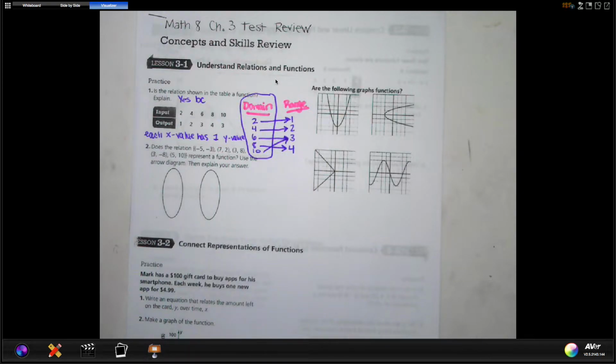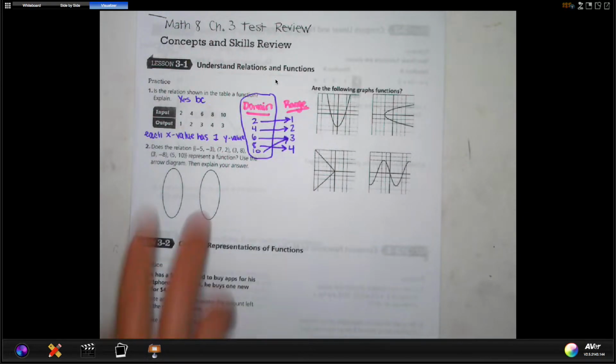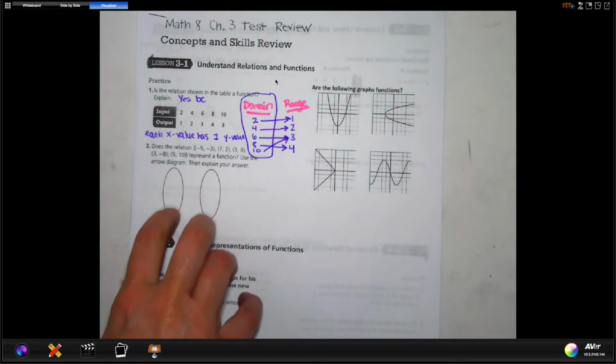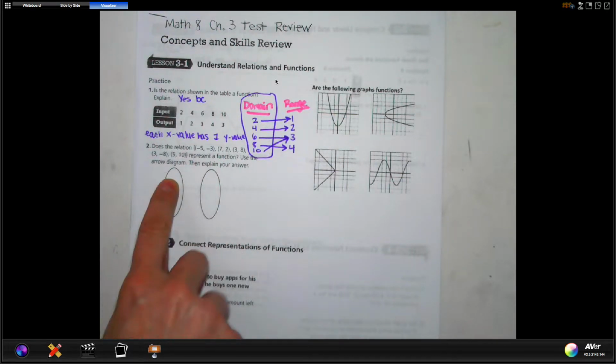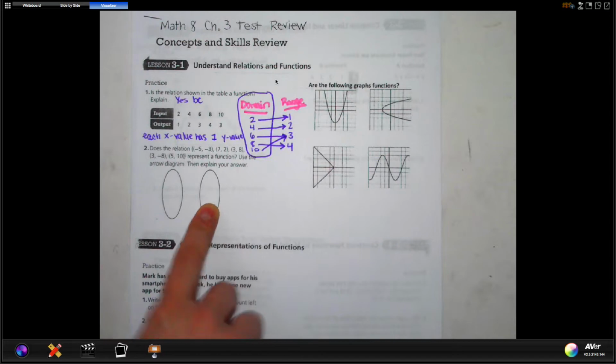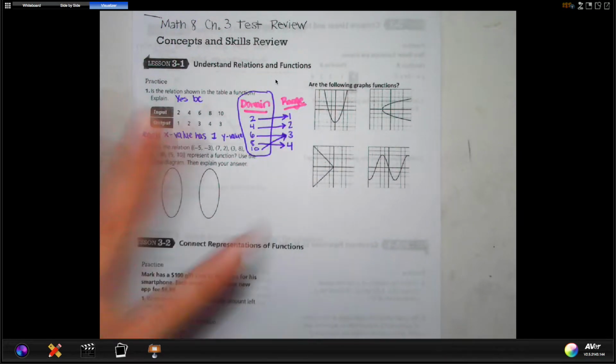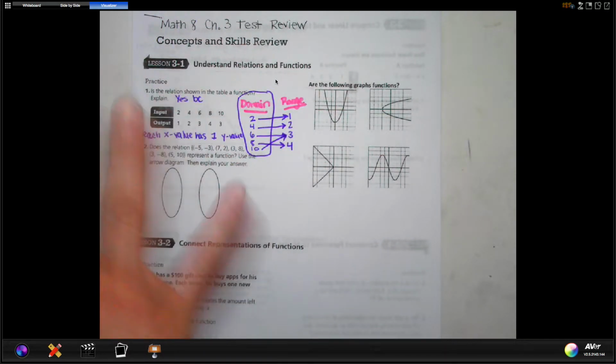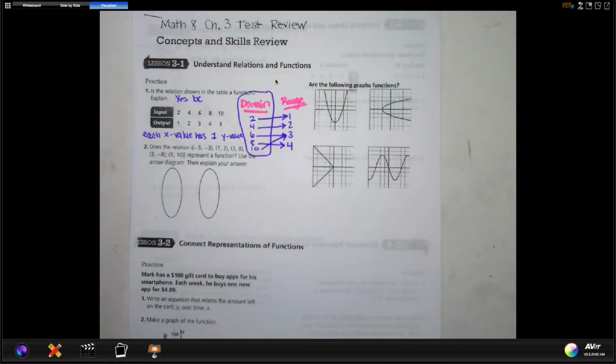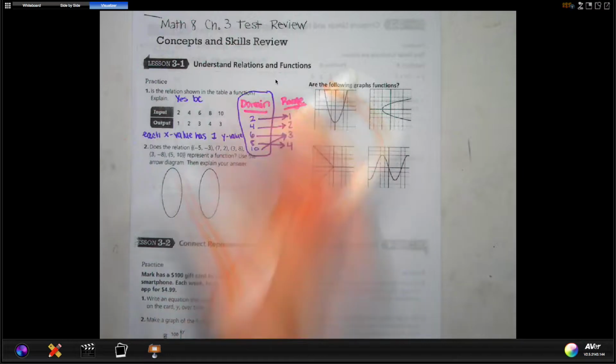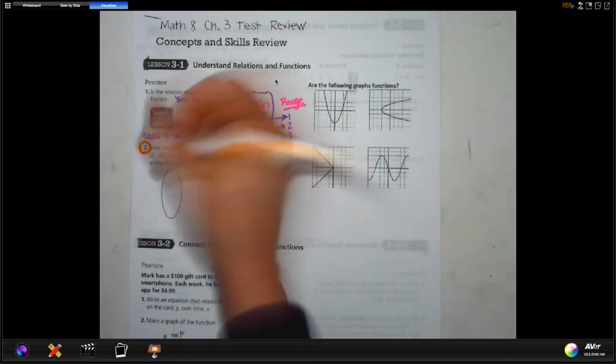Number 2 then, same idea. What I want you to notice is that these ones have circles, okay? So we're going to put our domain and range in the circles, but I'm going to let you do that one on your own as a practice. So we'll go back if we need to do that one. So I want you to circle number 2. That one's one for you to do. Okay?